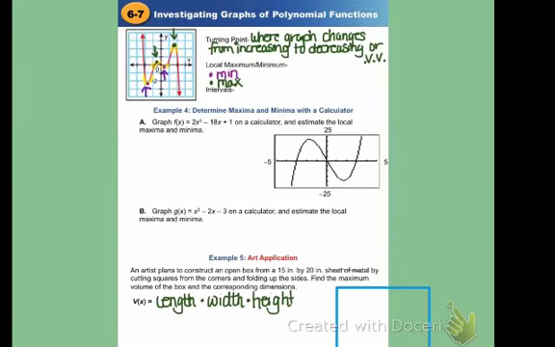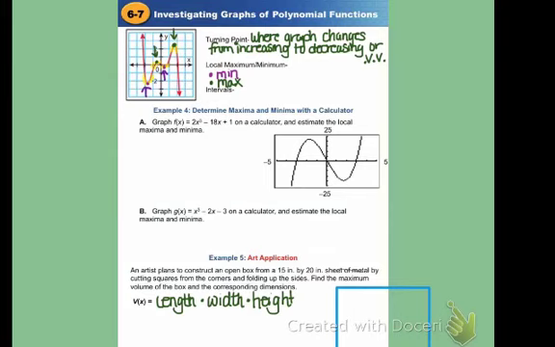Okay, so finally we're going to look at an application. And this one is related to art. An artist plans to construct an open box from a 15-inch by 20-inch sheet of metal by cutting squares from the corners and folding up the sides. Find the maximum volume of the box and the corresponding dimensions.